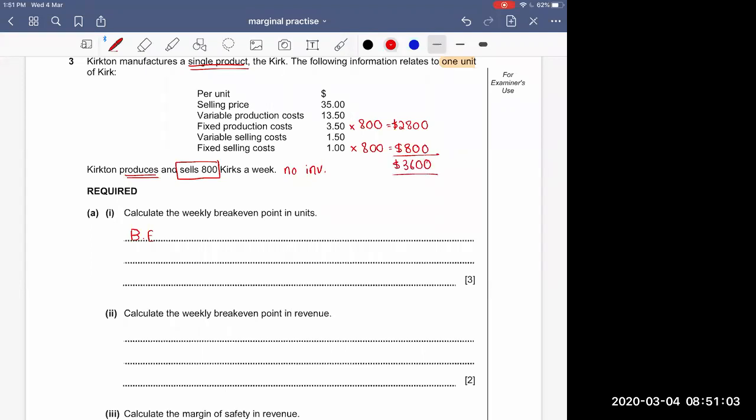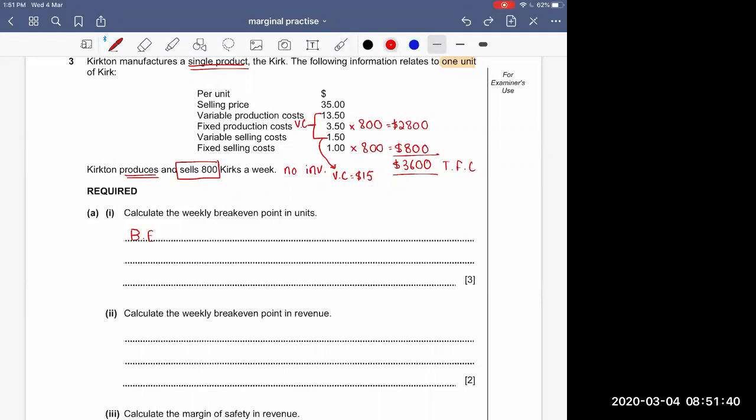What is our total variable cost? How much is our variable cost, sir? Variable cost has two elements. One is 13.5 and the other is 1.5. 13.5 plus 1.5. The variable cost is 15. 13.5 is the production related variable cost and the selling related variable cost is 1.5. The total is 15. For breakeven, first of all, we'll calculate contribution per unit.